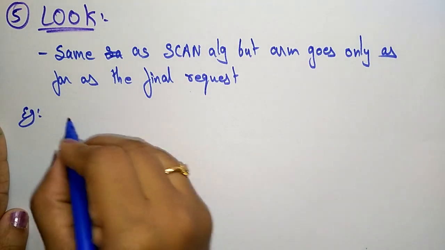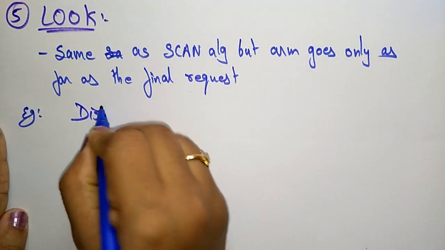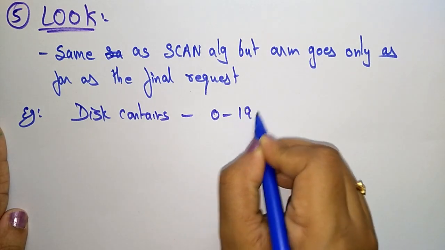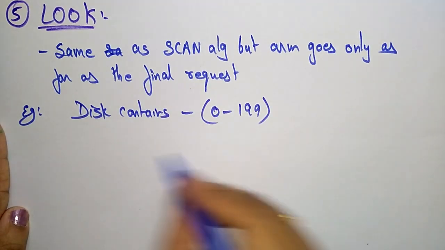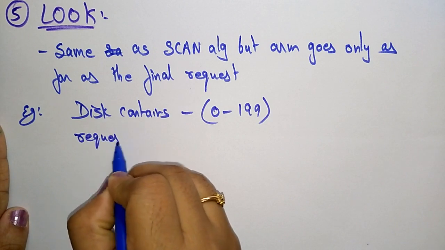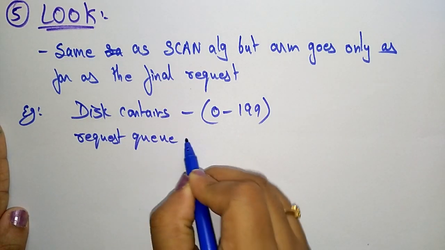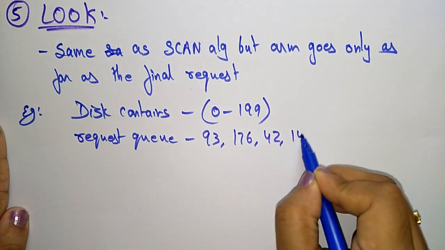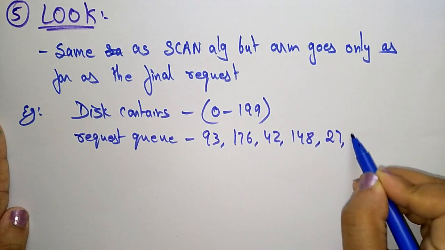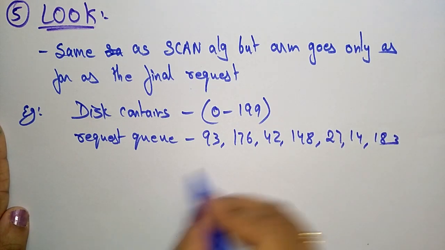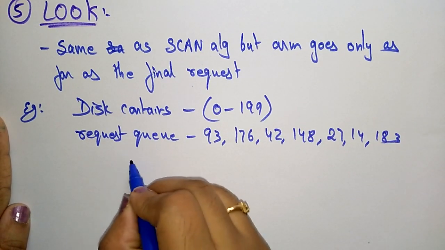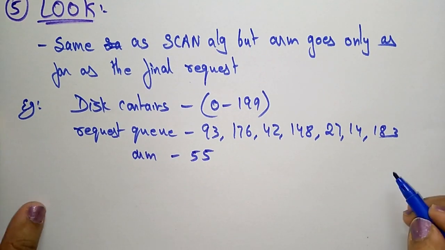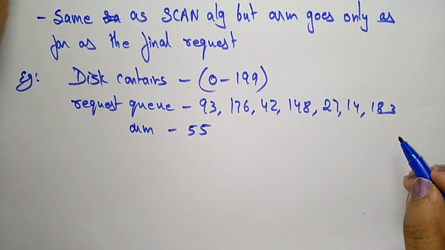Here the disk contains 0 to 199 tracks, and the request queue contains 93, 176, 42, 148, 27, 14 and 180. The current position of the arm is 55. Now I have to calculate the total number of track movements of the read write head using LOOK.